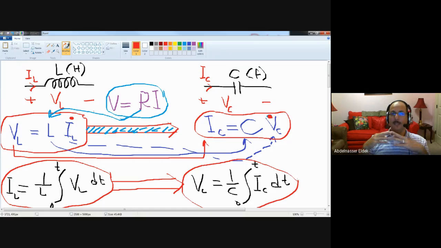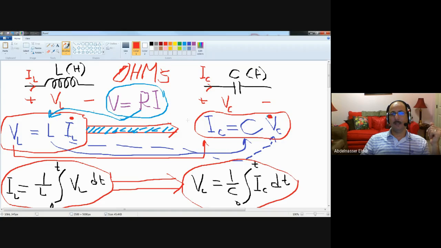Okay, to find the relationship between voltage and current in the inductor and capacitor, you start with Ohm's law. V equal I times R or R times I. The only difference between this one and the inductor is that instead of I, you make it I dot or di by dt. So VL equal L di by dt.